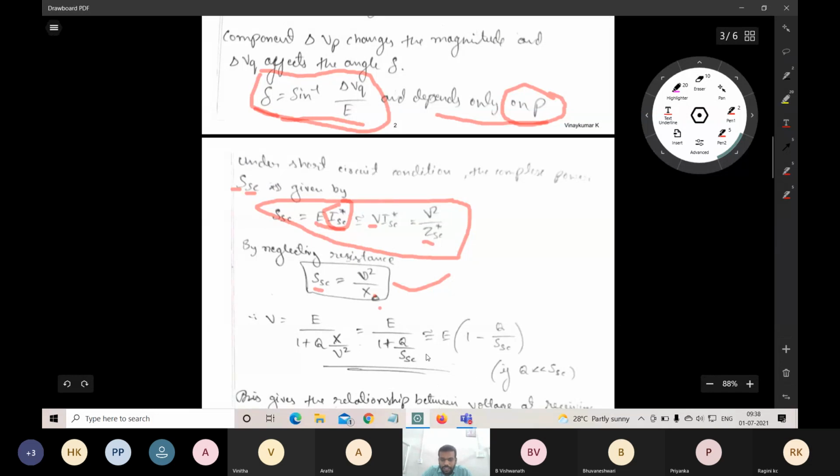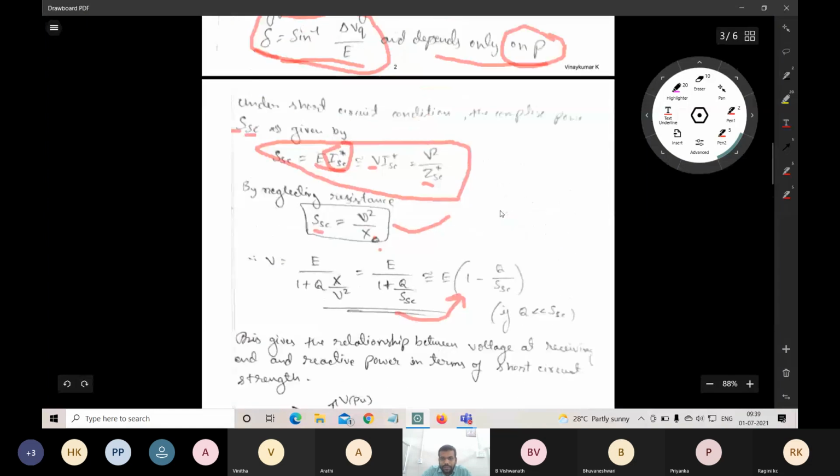We have just modified the equation: E of 1 minus Q by SSC. So instead of taking it as the denominator, you can take it as a numerator, a multiplication factor. These two equations are the same. The term which is at the denominator, if you send it to the numerator, it will be minus. It's E into 1 minus Q by SSC.